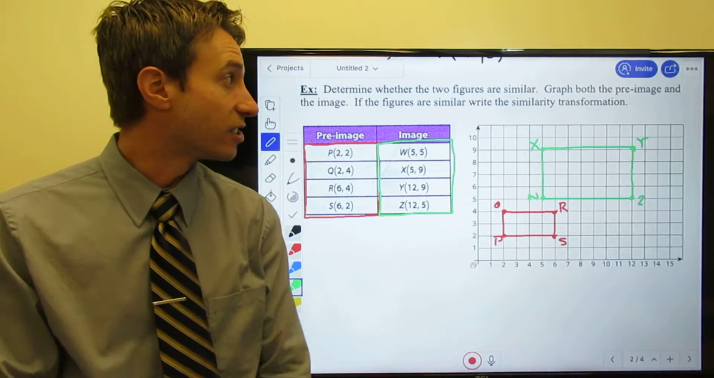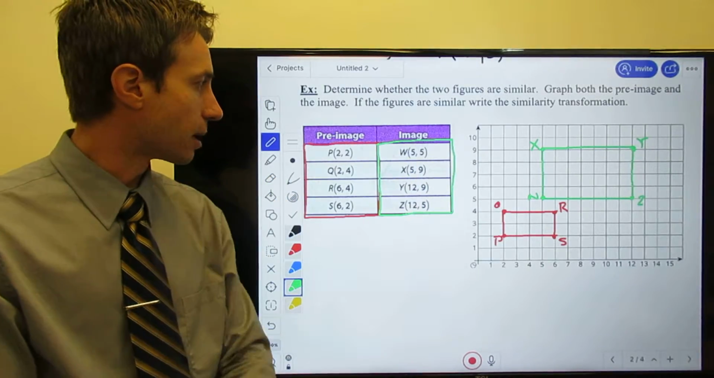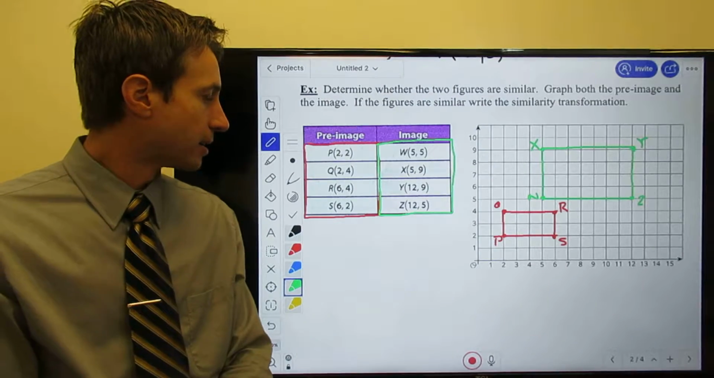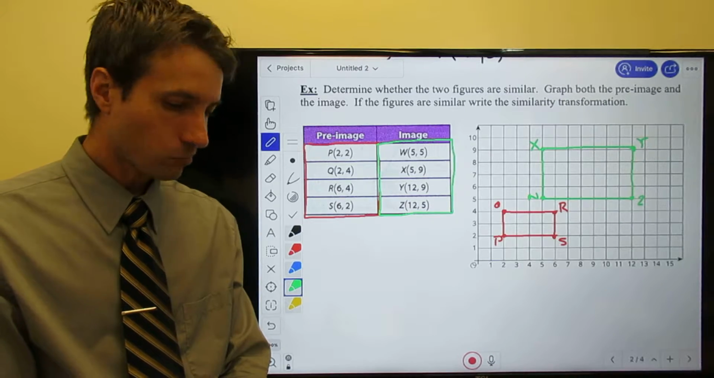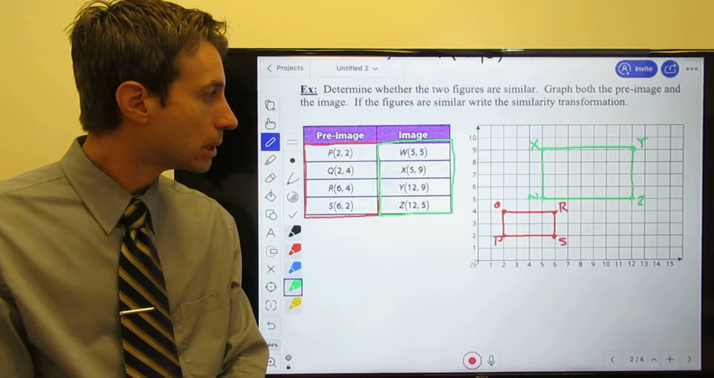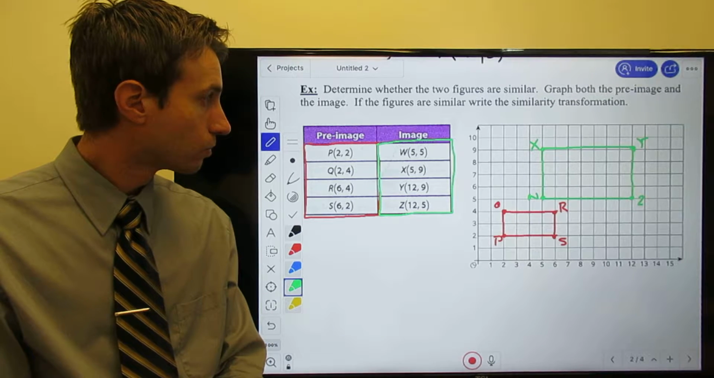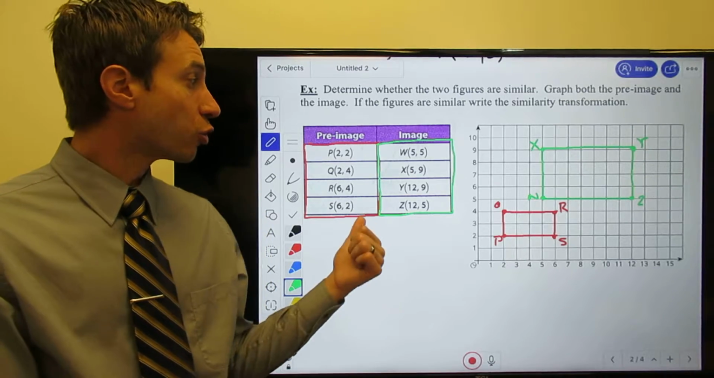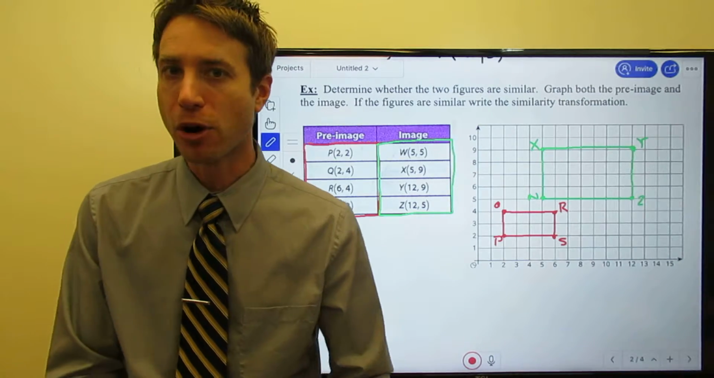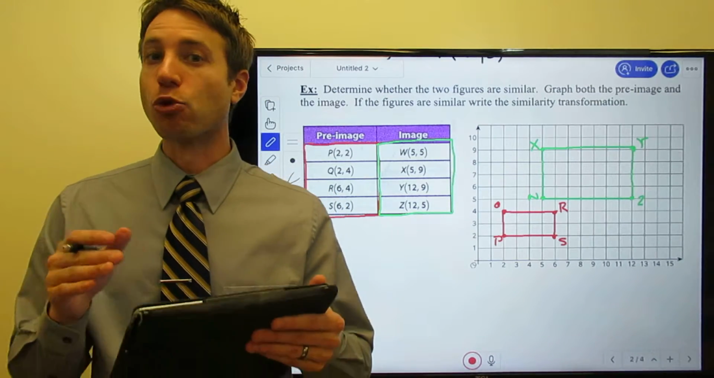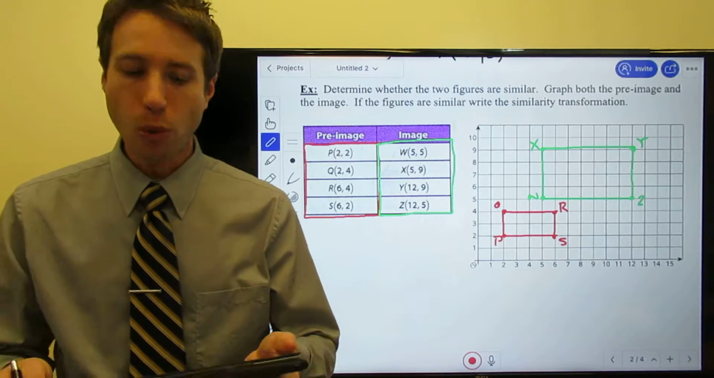All right, my job is to see, can I write a similarity transformation for this? Okay, so we take a look at these numbers and we see, is there some easy way to get to the new coordinate? Just looking at it, I'm not recognizing anything, but there is a way that we can check. And remember, we said that for a dilation, the ratio of corresponding sides is always going to be the same. Well, we can check that.